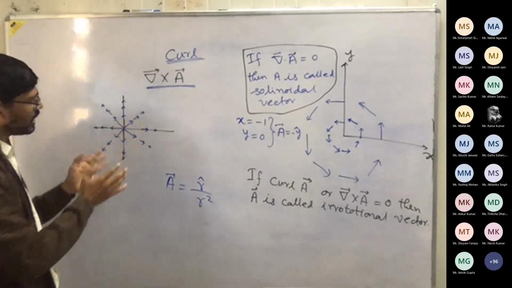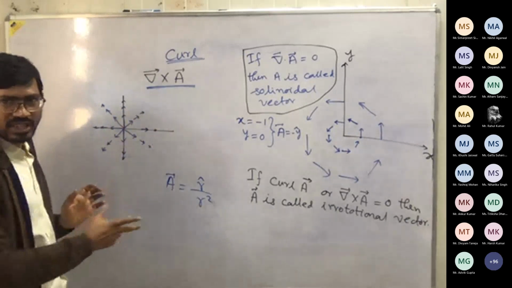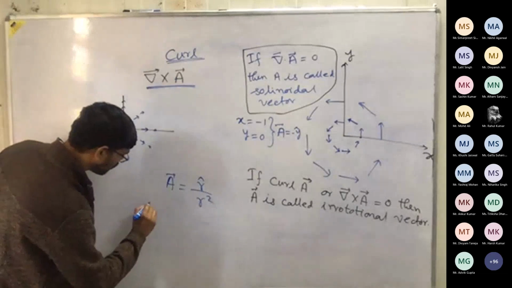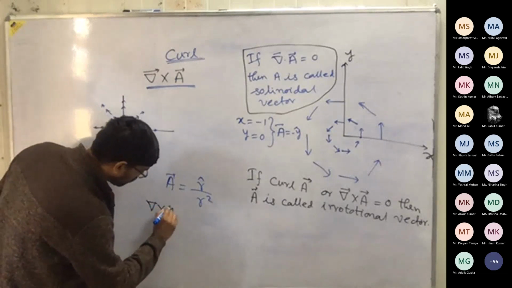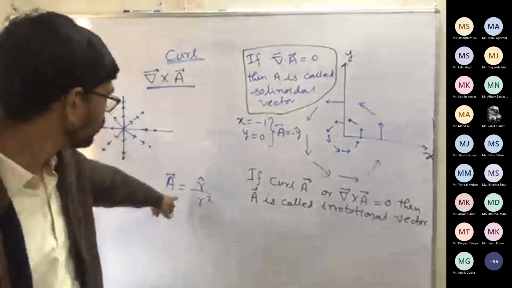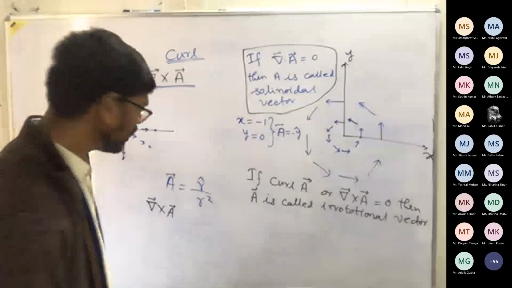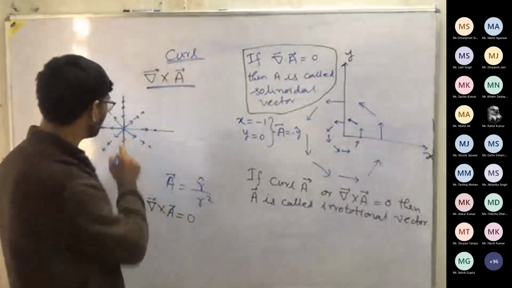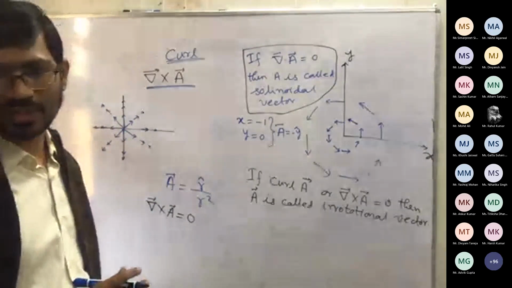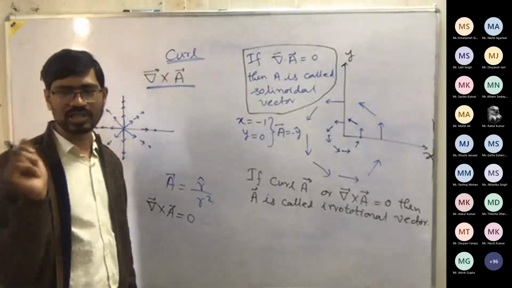But again, from this picture, do you see any sort of rotation? Is there any rotation pattern? Is there any curling motion? So what will be the curl for this A? You don't have to compute this math; you can of course compute it yourself. It will be 0. It has to be 0 because you don't see any curling motion here. So A is an irrotational vector.